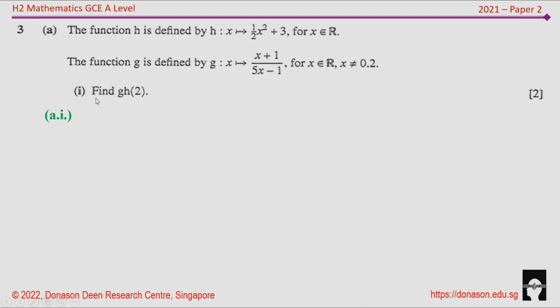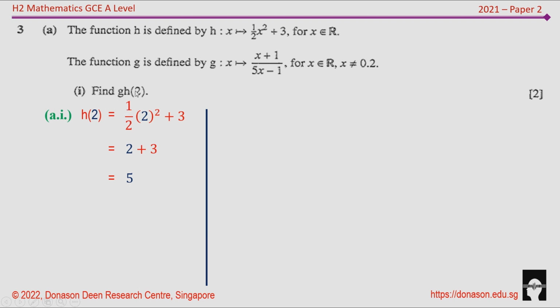So the first part of the question says find the composite function gh(2). So first, before we go to gh(2), let's find out what h(2) is. We're going to use this function. So when x becomes 2, what does the function h do? It squares the value and halves it and then adds a 3 to the value, right? So 2, if I square it and then multiply by half, then we have to add a plus 3. So 2 squared is 4, half of 4 is 2, and 2 plus 3 works out to 5. So that is the value of h(2).